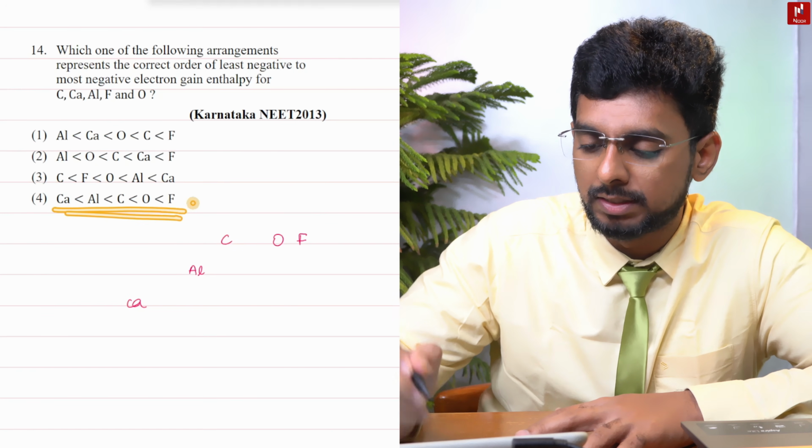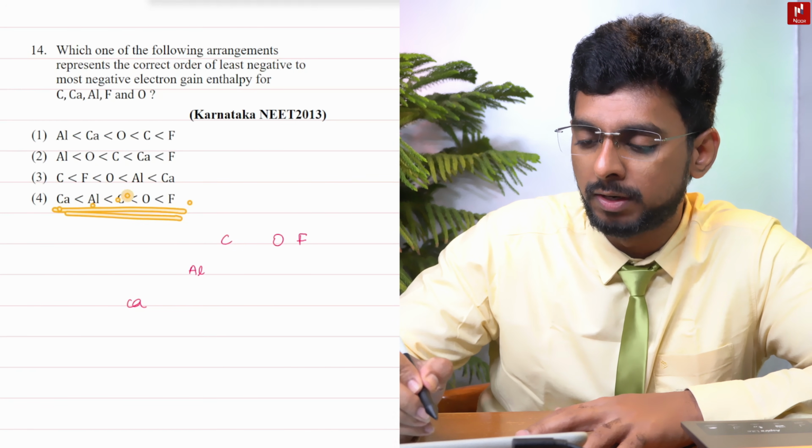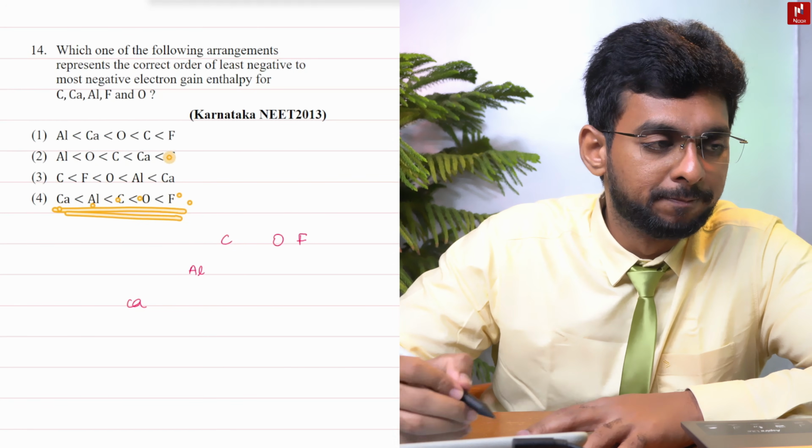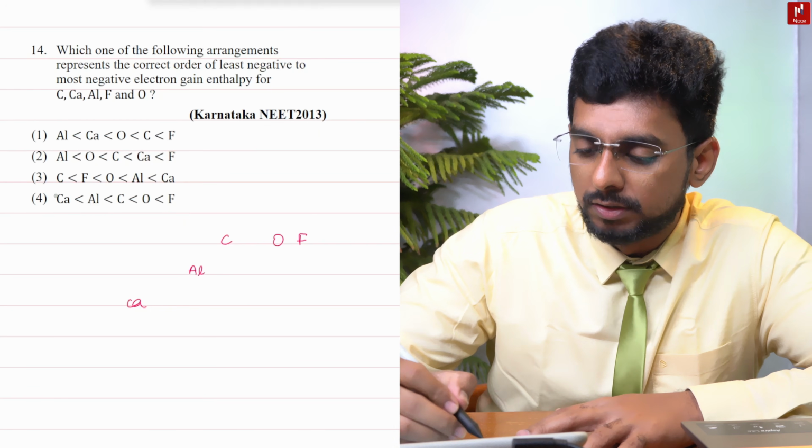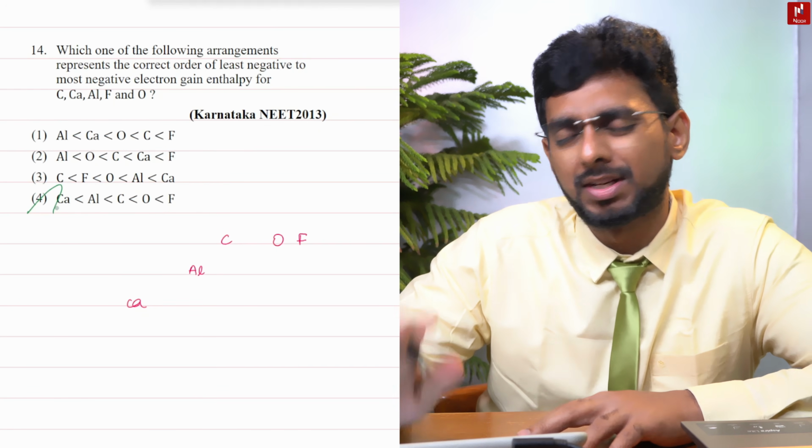Option 4 is the answer over here. Calcium, aluminum, carbon, oxygen, fluorine. Fine. It has to be clear. No doubt should be there. Fine. Let's move on to the next one.